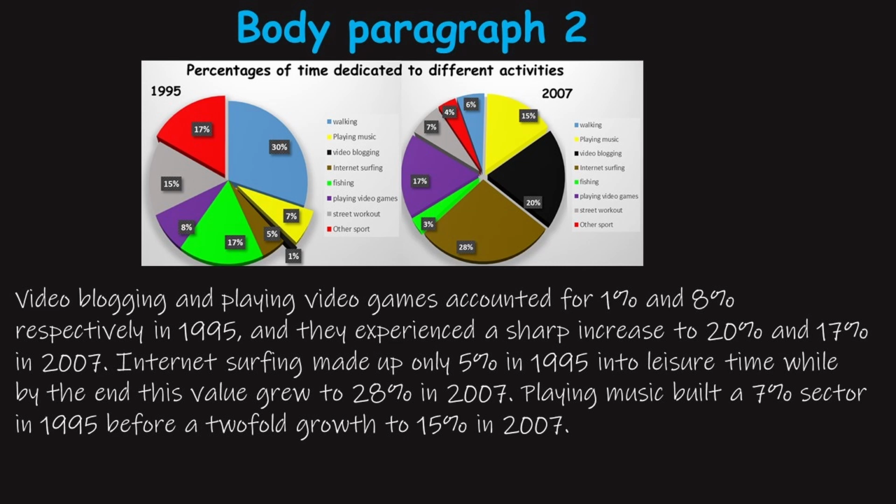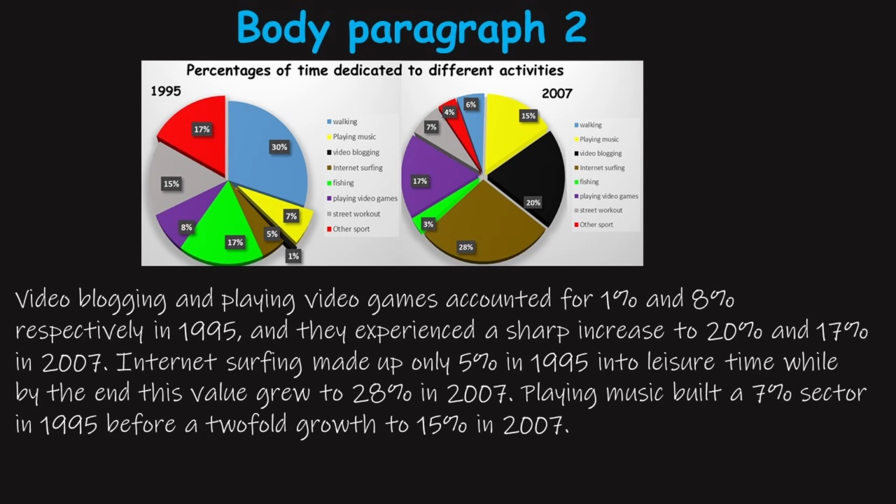Again, in body paragraphs we describe in detail the trends from the overview. In this body paragraph I describe trends number 2 and 3. Video blogging and playing video games accounted for 1% and 8% respectively in 1995, and they experienced a sharp increase to 20% and 17% in 2007.